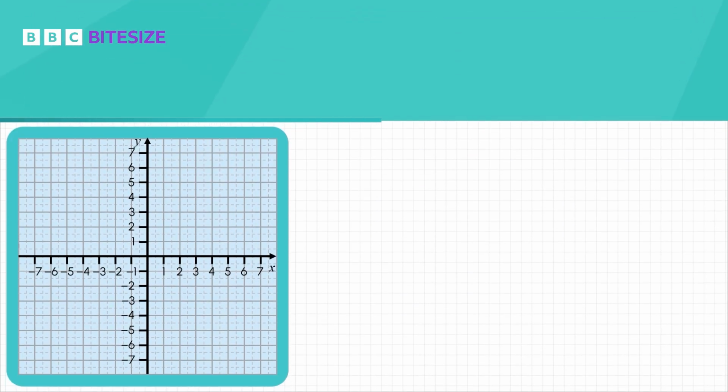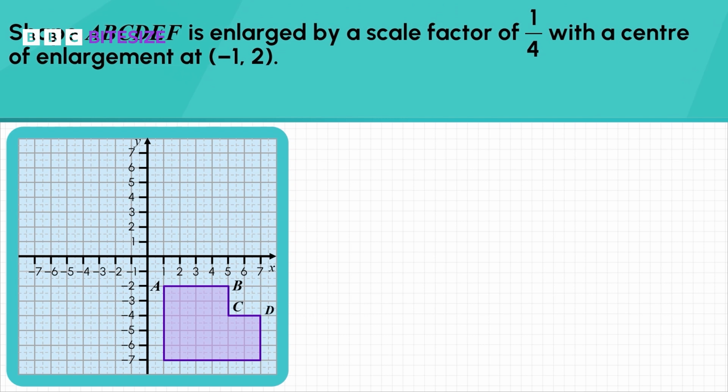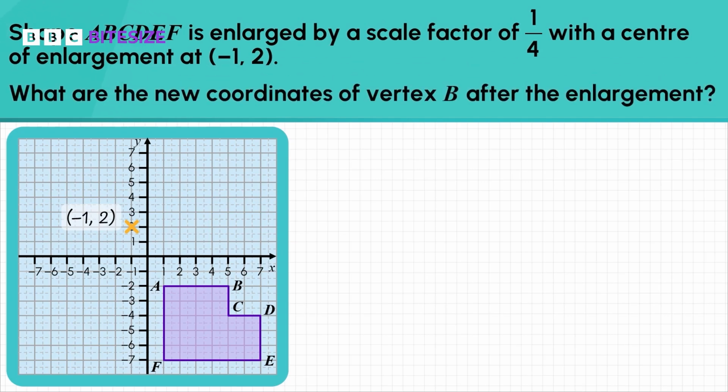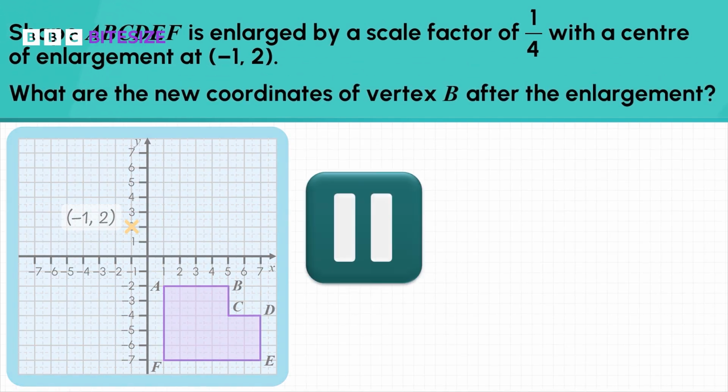Let's look at an example question. Shape ABCDEF is enlarged by a scale factor of 1/4 with a centre of enlargement at -1, 2. What are the new coordinates of vertex B after the enlargement? Pause the video and have a go.